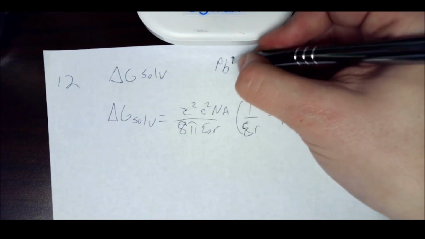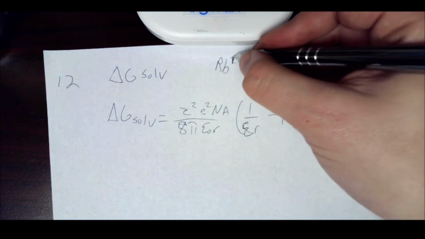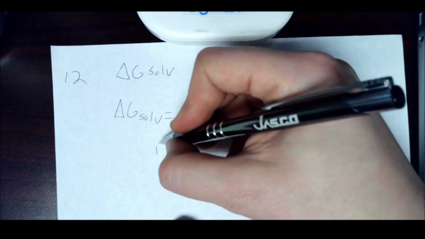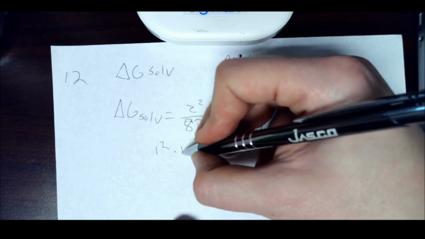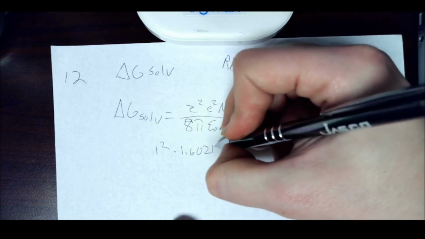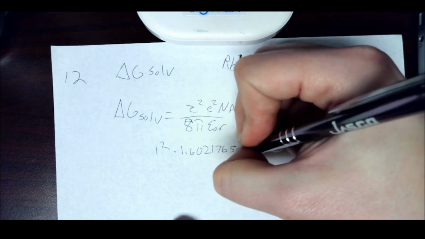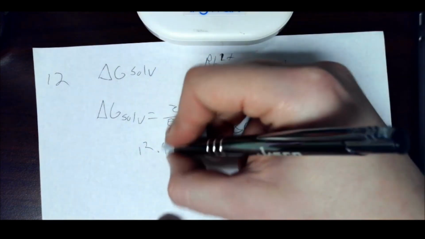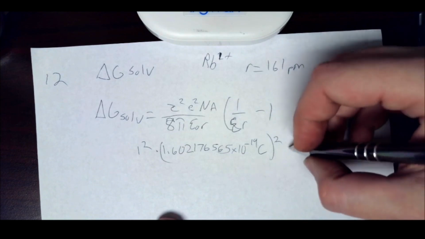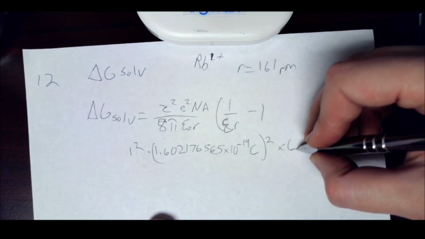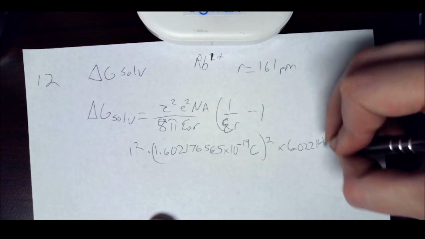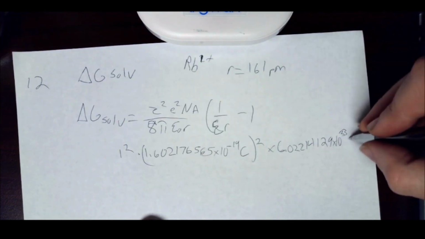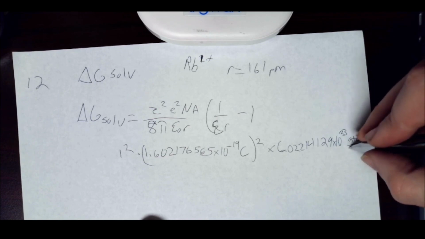So it's Rb plus 1. Rb plus 1. So the charge is just 1 squared. Electron is 1.602176565 times 10 to the negative 19th coulombs. That's squared, times Avogadro's number, which is 6.02214129 times 10 to the 23rd. It's atoms in a mole.